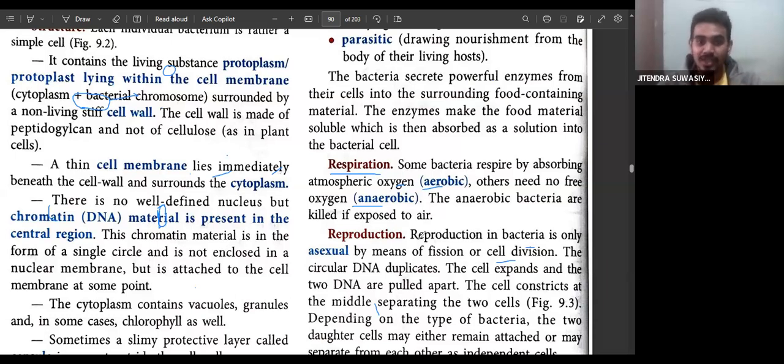The anaerobic bacteria are killed if exposed to air. If they do not need oxygen, they are anaerobic. So if we take that anaerobic bacteria out into the oxygen, do you think they will survive? No, they won't survive. Why? Because their mechanism is not respiration with oxygen, and if we give them oxygen, it will harm those organisms. So if we take any anaerobic bacteria and expose it to air, it will be killed.